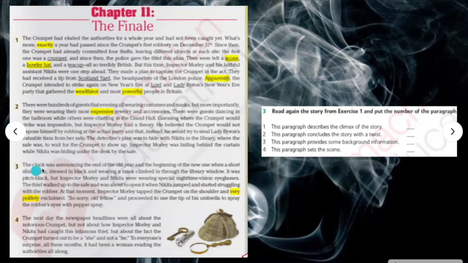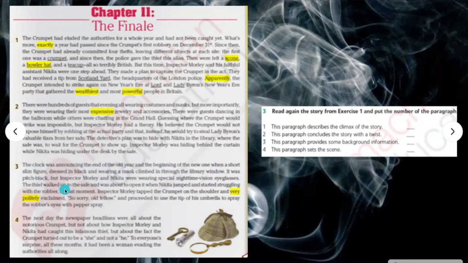Number 3. The clock was announcing the end of the old year and the beginning of the new one when a short, slim figure dressed in black and wearing a mask climbed in through the library window. It was pitch black, but Inspector Morley and Nikita were wearing special night vision eyeglasses.